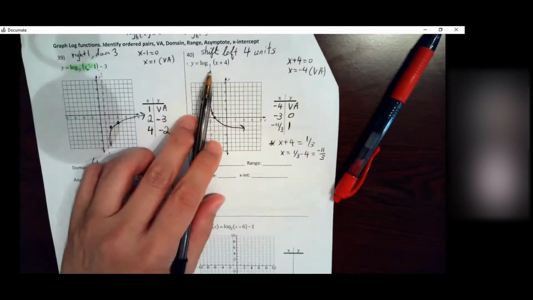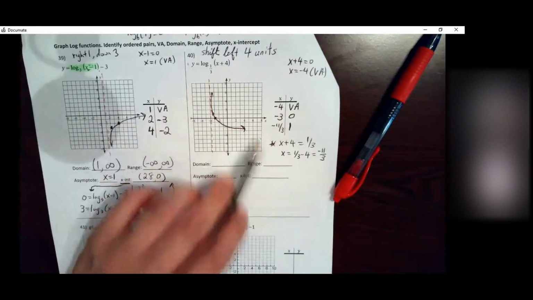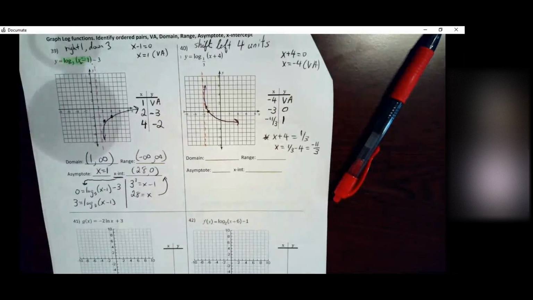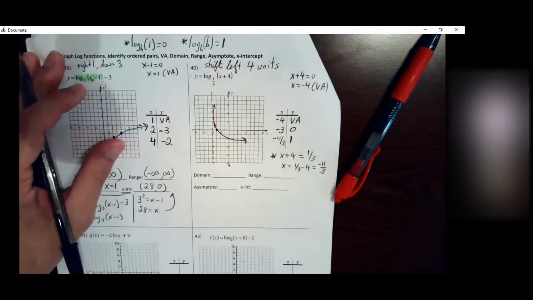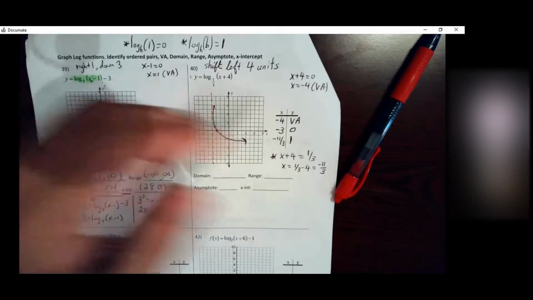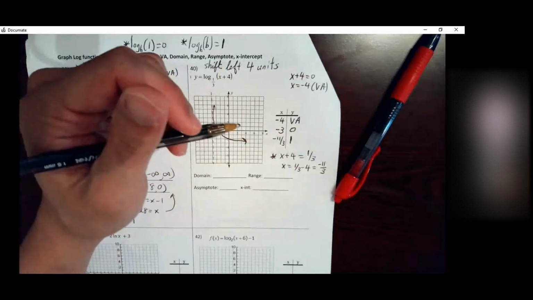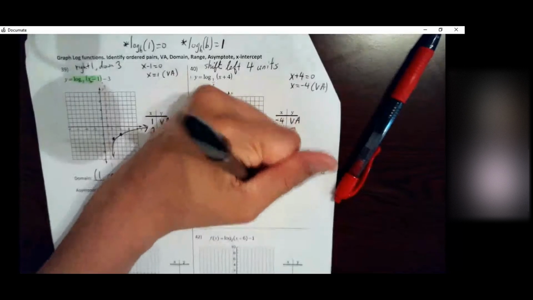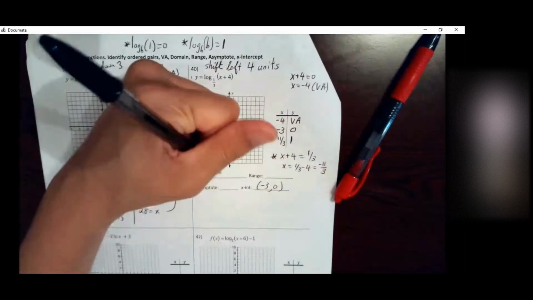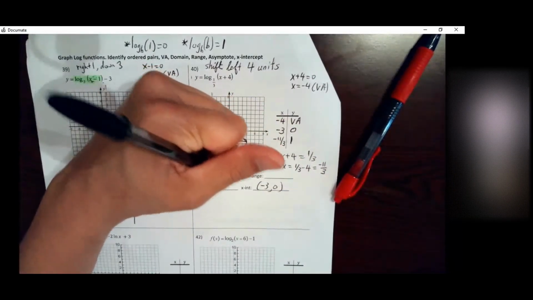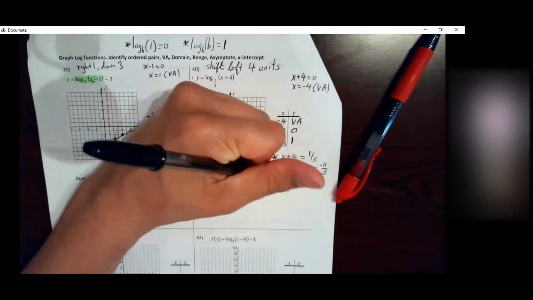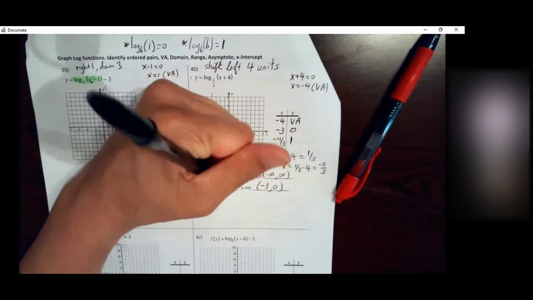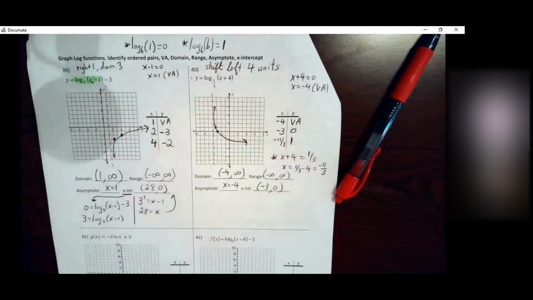Because the base is less than 1, it's going to cause the graph to be decreasing. And then to find the x-intercept, 0 equals... well, I think we already have it, right? It's -3, 0. Our domain is -4, infinity. Range is -infinity, infinity. And then asymptote is x equals -4.